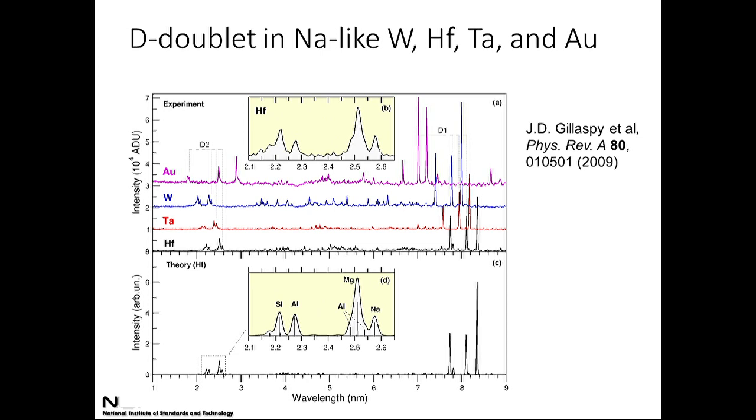If we look at the same D doublet in sodium-like high-Z ions, for instance of tungsten and other heavy elements, you will immediately find that one D line is around 8 nanometers. This is the line in the middle, here, here, here, and here. The other D line sits all the way back at shorter wavelengths, around approximately 2 nanometers, the same factor of 4 that we expect.